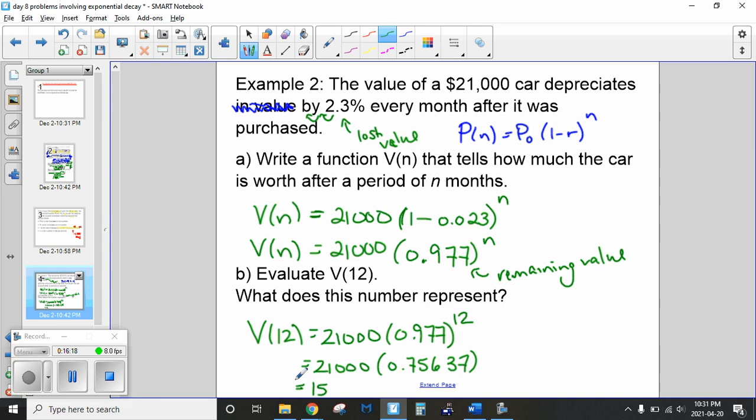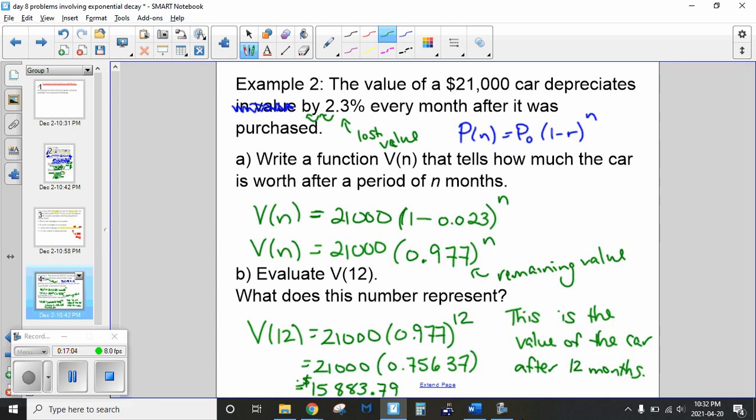That gives 15,883. Because this is the value of a car, I'm going to make it look like money by rounding off to 2 decimal places. So the follow-up to that is, what does this number represent? This is the value of the car after 12 months. If you want, you can put units there as well. This is dollars.